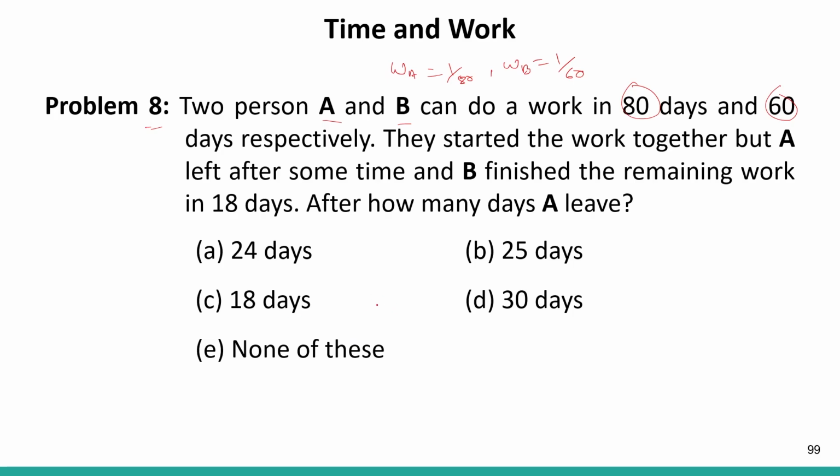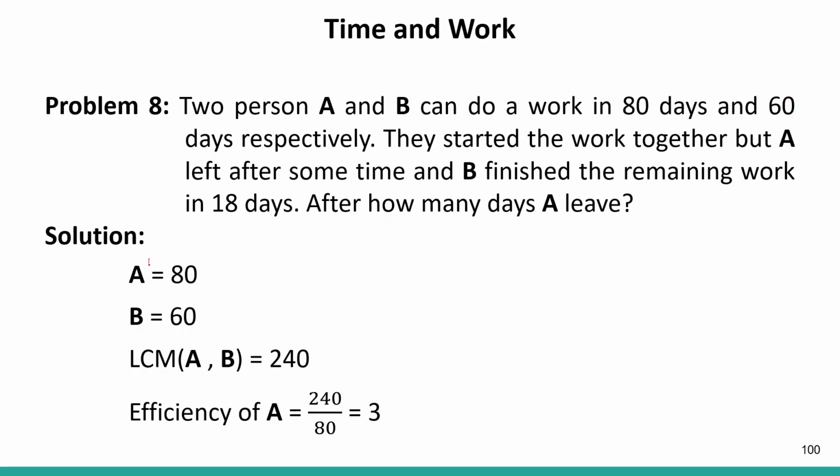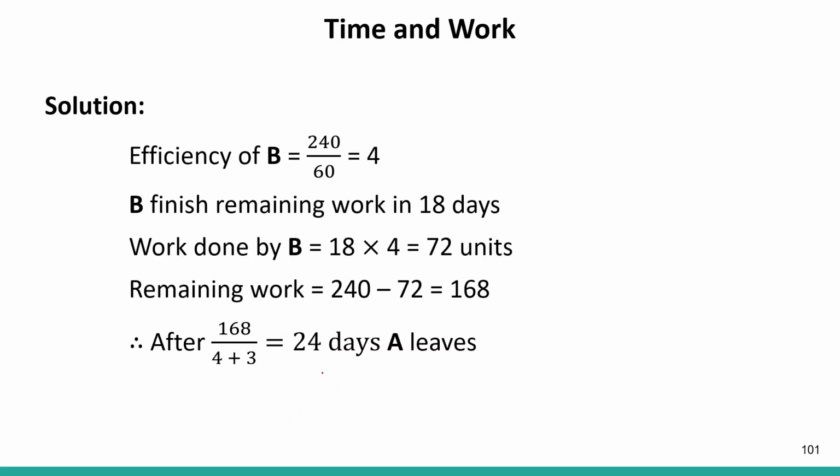Which among these 4 will be correct, or actually none of these is correct. Okay. So A is equal to 80, B is equal to 60. LCM of A and B is equal to 240. So efficiency of A is equal to 240 by 80 is equal to 3. Efficiency of B is equal to 240 by 60 is equal to 4. So B finished the remaining work in 18 days. So work done by B is equal to 18 into 4 is equal to 72 units, right? So remaining work is equal to 240 minus 72 is equal to 168 units. So after 168 by 4 plus 3, so 28 days A leaves.